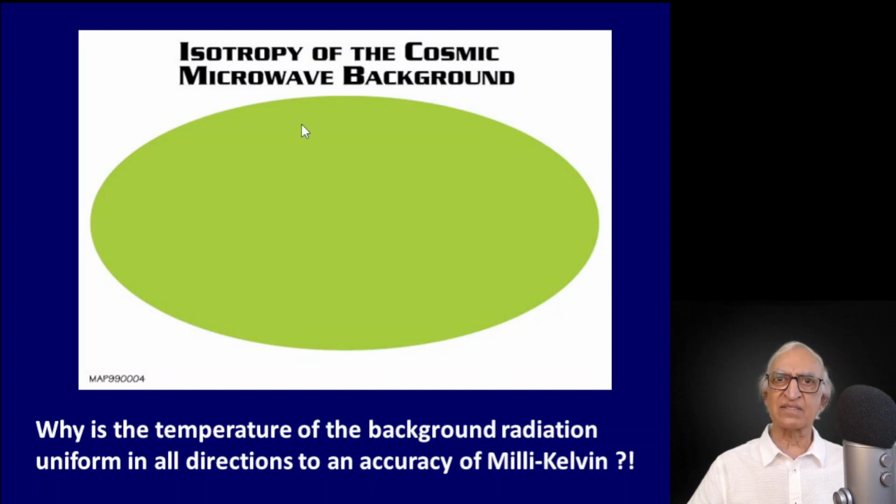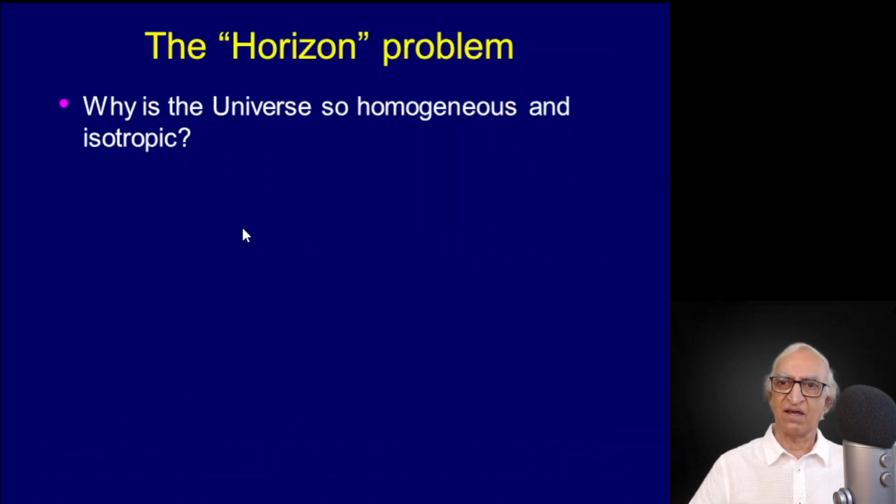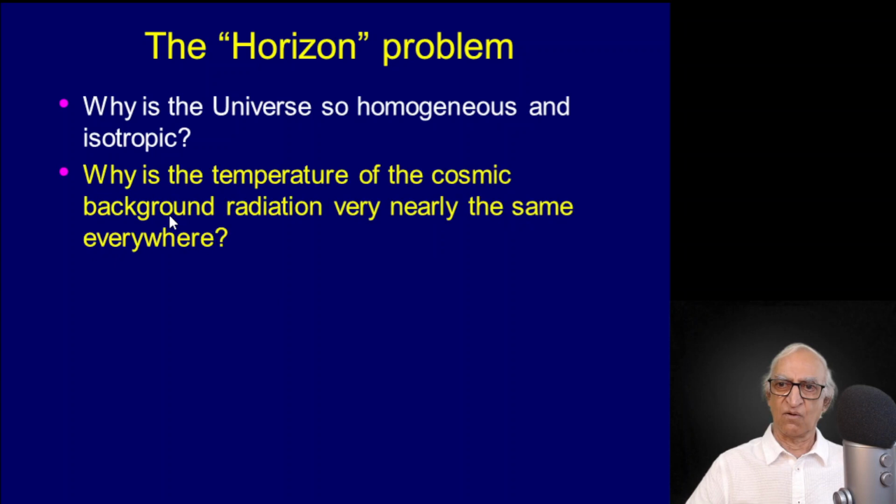Now, what is shown here is the temperature distribution on the sky of the cosmic microwave background radiation. This temperature is constant over the sky to 1 part in 10 to the power 5. Therefore, the question is, why is the temperature of the background radiation uniform, or the same in all directions, to a very remarkable accuracy? Let me try to convince you that this is a very serious problem. Why is the universe so homogeneous and isotropic? Why is the temperature of the cosmic background radiation very nearly the same everywhere?